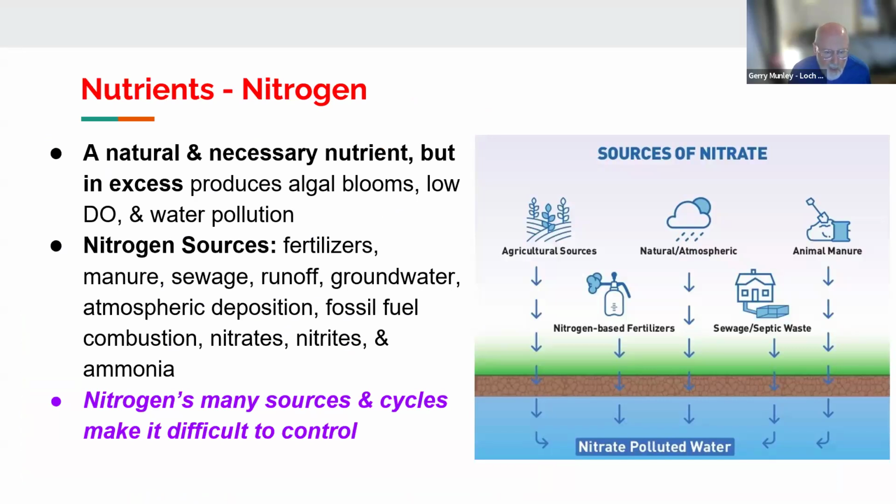And nitrogen is a necessary nutrient. We need it, but the problem is if it's in excess and what that might cause. The problem with nitrogen is that there are so many different sources. It's ubiquitous. There are so many different ways that nitrogen can flow into your lake that it is actually more difficult to control. That doesn't mean you don't control it at all, but it means that it would be much more difficult for everyone to try to control all the different sources of nitrogen. Next, please.